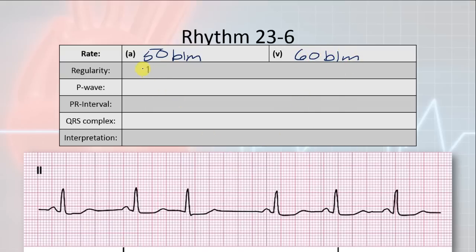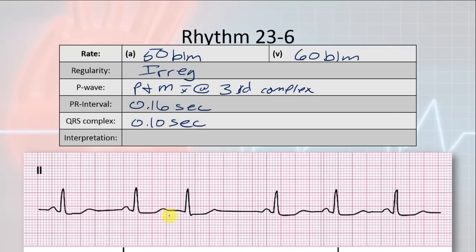Is it regular or irregular? It's irregular. P waves are present and married except at the third complex. The PR interval, when we have one, looks to be about 1, 2, 3, 4, so 0.16 second. QRS complexes look nice and narrow, so I'm going to say 1, 2, so 0.10 second. It looks like it goes a little bit over the 0.08.